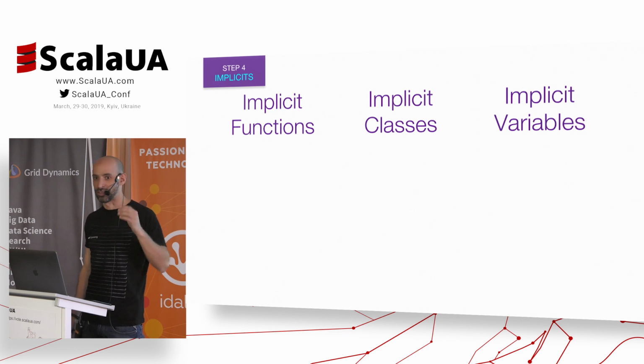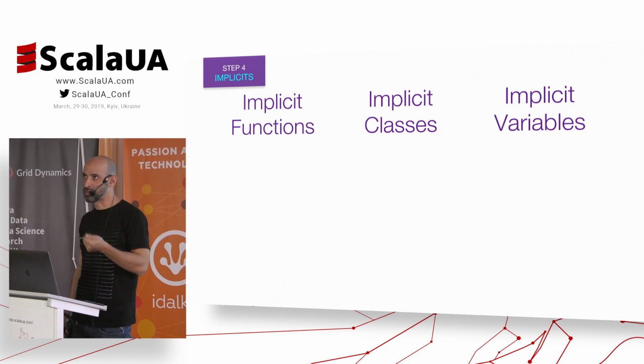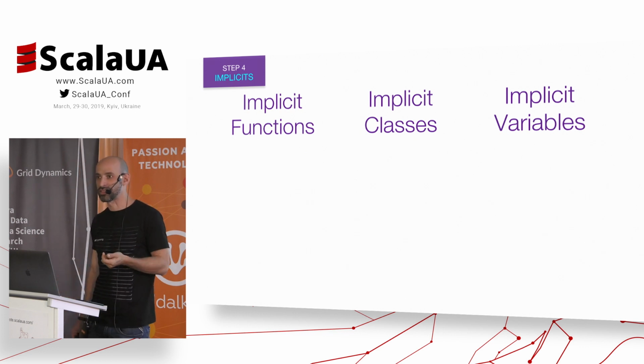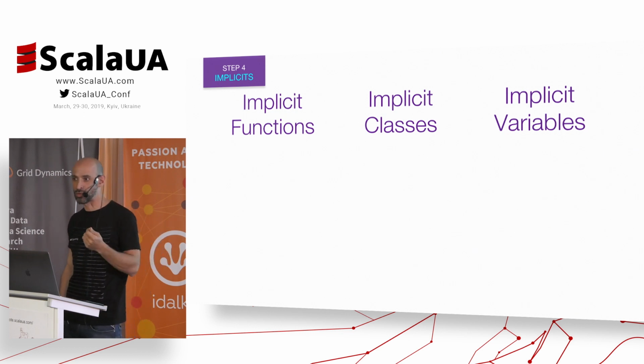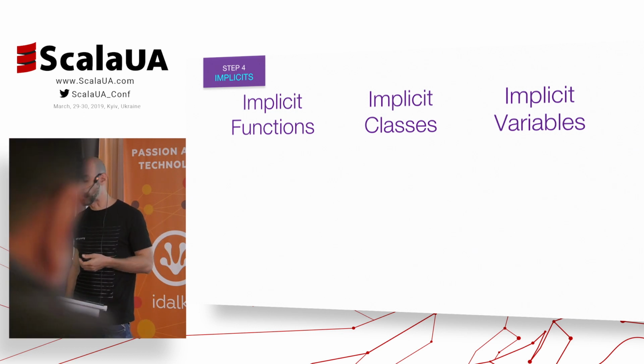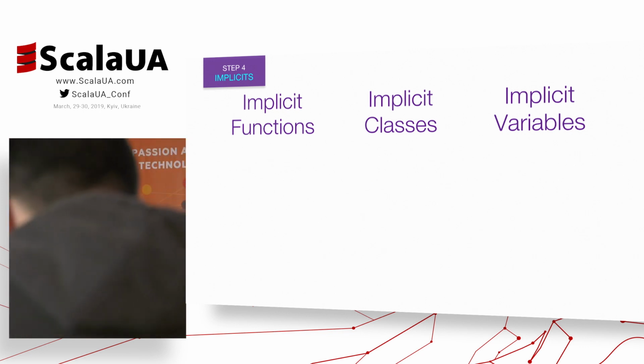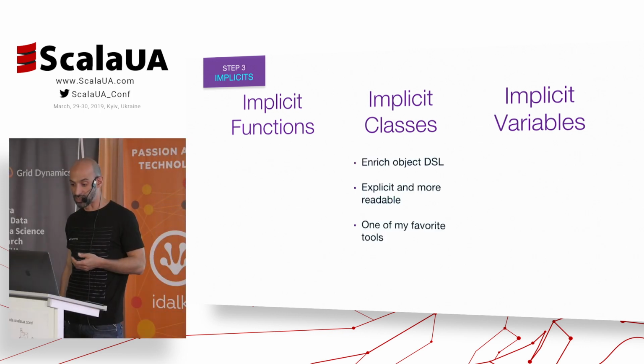Implicit functions, I wrote a blog post about it, but I think the only place to use them is probably Java conversions, which I was using heavily, but now it's deprecated in 2.12, so it's not even an obvious solution anymore. People actually remove that. So let's talk about implicit classes.